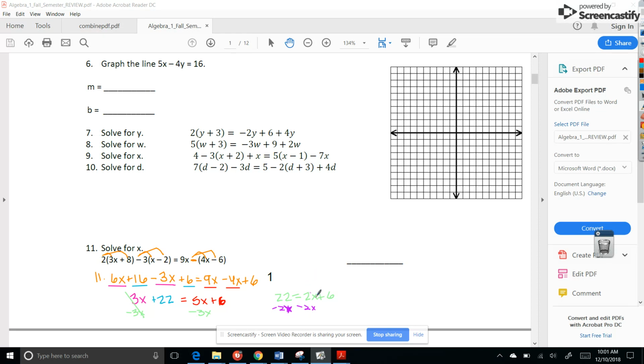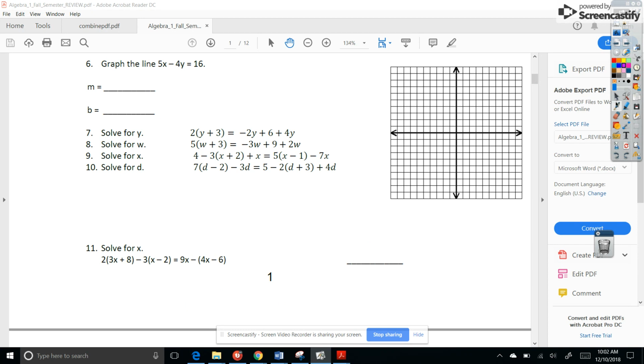Oopsies. Oh, nope, that's a 22. Not like terms with the 2x, Miss Baker. Okay, minus 6. That'll work a little bit better. And 22 minus 6 is 16. Divide both sides by 2. And x is 8.